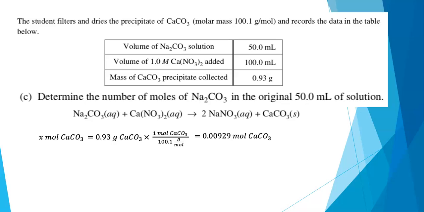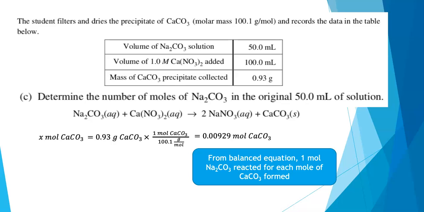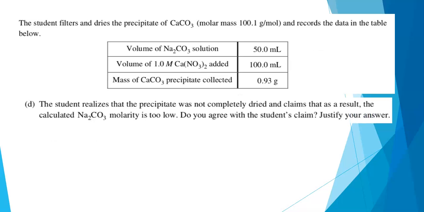And then from the balanced equation, I see that the moles of calcium carbonate and the moles of sodium carbonate, they both have a coefficient of 1. All right, so for every mole of calcium carbonate that I formed, I had 1 mole of sodium carbonate reacting, and therefore the answers are the same. If you're being careful about sig figs, you probably should have written down 0.0093 moles, but we're okay. All right, and this again was 1 point. Either you got the right answer and you had reasoning to back it up, or you did not. All right, let's go on.